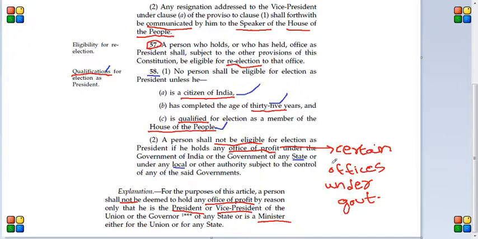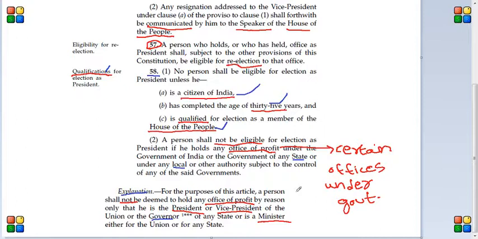Actually constitution has not given any clear definition of what is the office of profit, but if you see this explanation, it excludes certain things, like for the purpose of this article, a person shall not be deemed to hold any office of profit by reason only that he is the president, vice president of the union, or the governor of any state, or is a minister either for the union or for any state. Actually all these are offices, like president is an office, there is an office of vice president, and there is an office of governor, and every minister of union as well as state has his own office in a sense, some kind of executive authority. These people have some executive authority. So these things are excluded from office of profit.